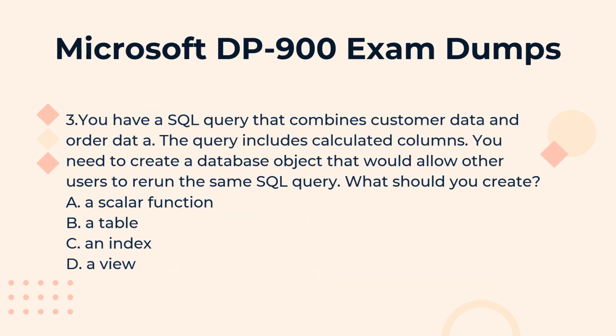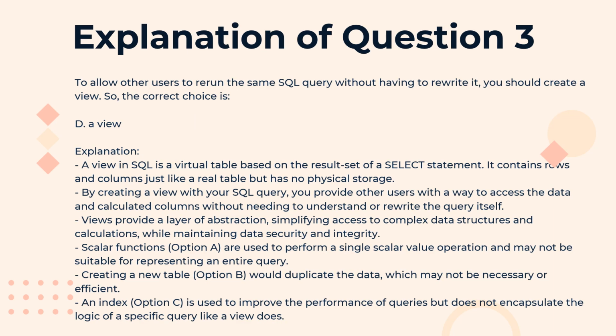3. You have a SQL query that combines customer data and order data. The query includes calculated columns. You need to create a database object that would allow other users to rerun the same SQL query. What should you create? A. A scalar function. B. A table. C. An index. D. A view. To allow other users to rerun the same SQL query without having to rewrite it, you should create a view. So, the correct choice is D. A view.